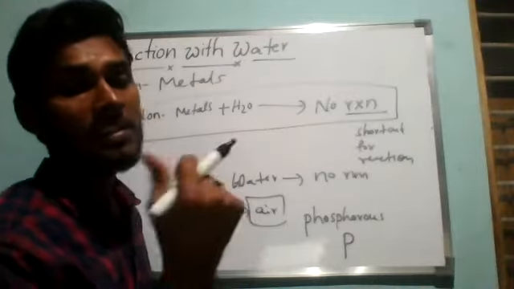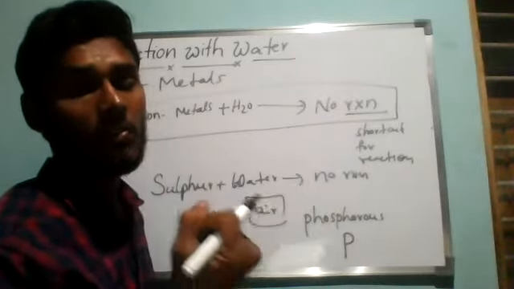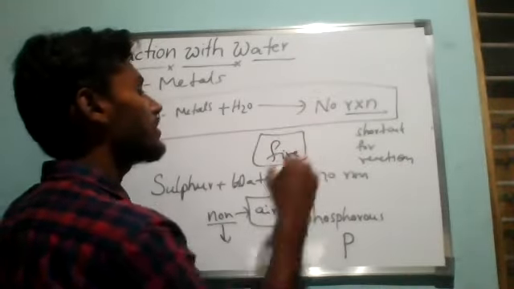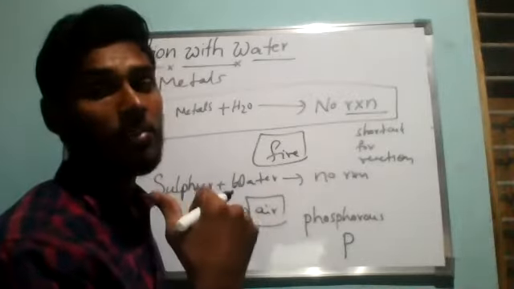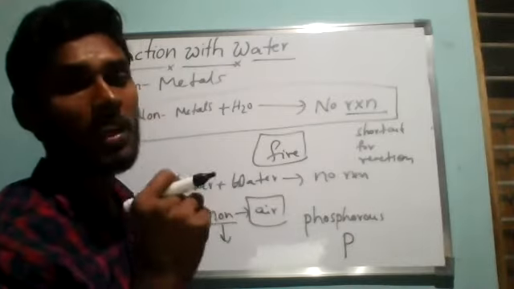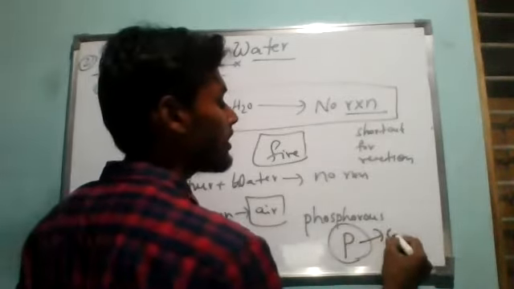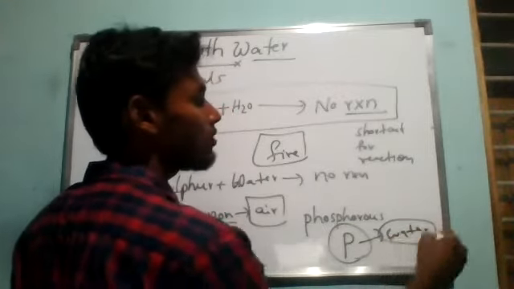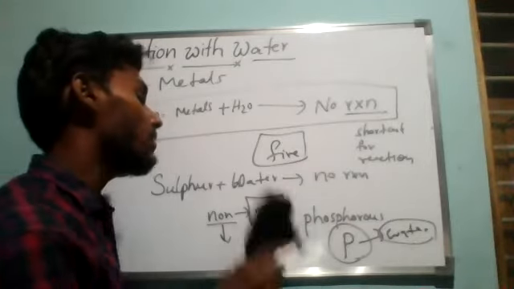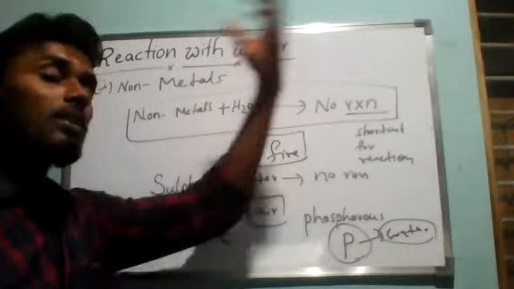Phosphorus is a very reactive non-metal element. If phosphorus is kept open in air, it is a solid non-metal. Understanding? It reacts with the oxygen of air and will catch fire. If we expose it to the atmosphere, it will automatically catch fire. So in order to protect phosphorus from atmospheric air, it is stored in a bottle containing water. Like the metals sodium and potassium we store under kerosene, phosphorus we have to store under water.